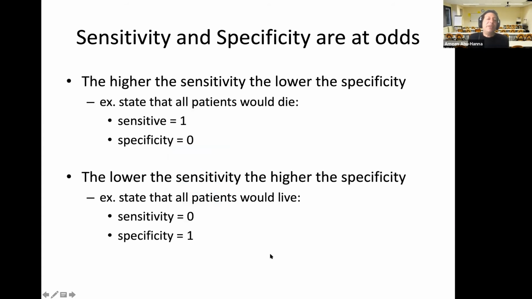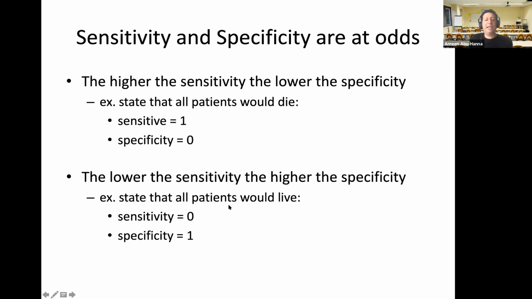An important thing is to understand that sensitivity and specificity are at odds. So the higher the sensitivity, the lower the specificity. And how to see that? Well, imagine that your model says, you know what, I think everybody will die. You're 100% sensitive because those who died, you caught them. But you're 0 specific. Why? Because you didn't catch anybody who lived.